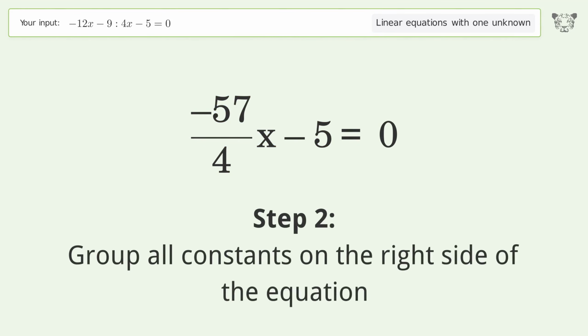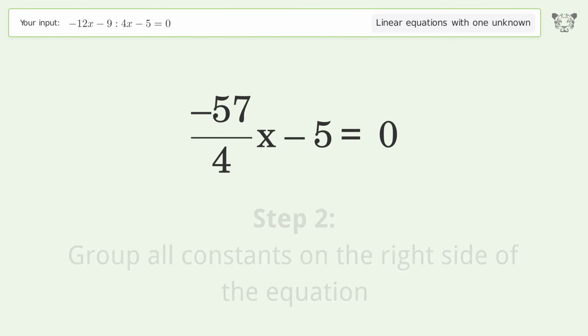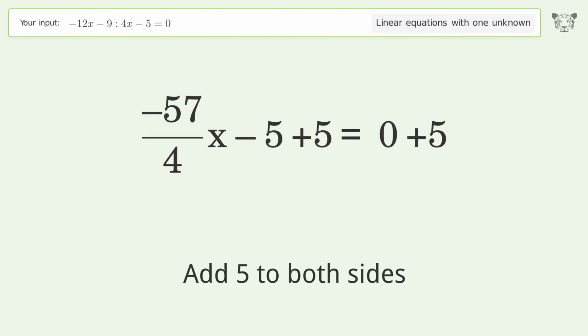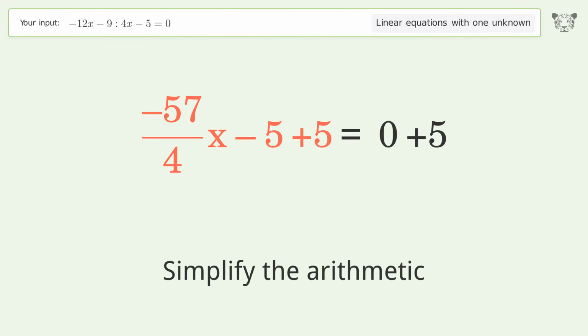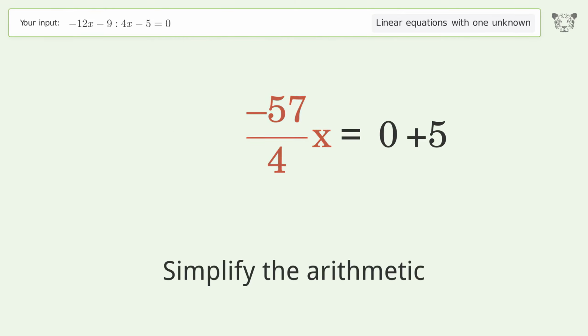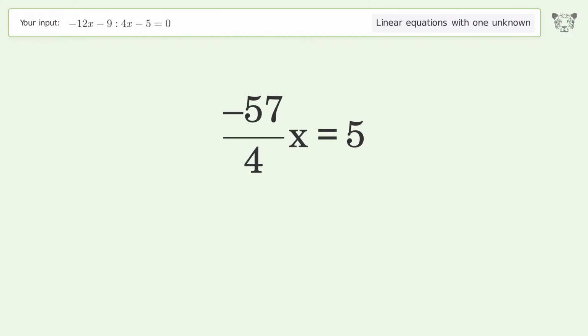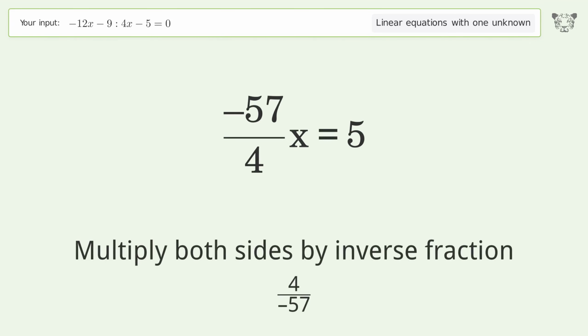Group all constants on the right side of the equation. Add 5 to both sides. Simplify the arithmetic. Isolate the x. Multiply both sides by inverse fraction 4/-57.